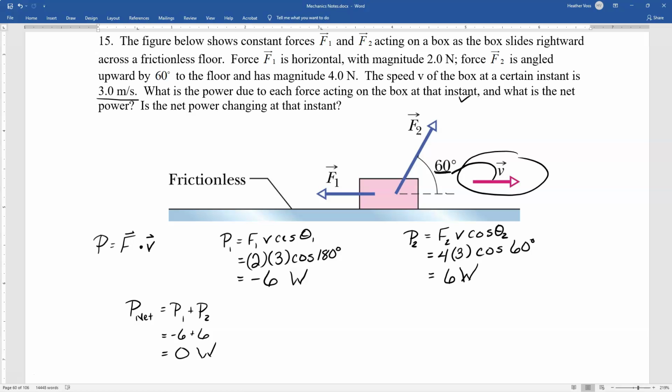Then our question is, is the power changing at that instant? So the power being 0 is telling us that the net rate of transfer of energy, how we are transferring energy to or from the box, is 0. So that means that the kinetic energy is not changing. And if the kinetic energy is not changing, our speed is not changing.